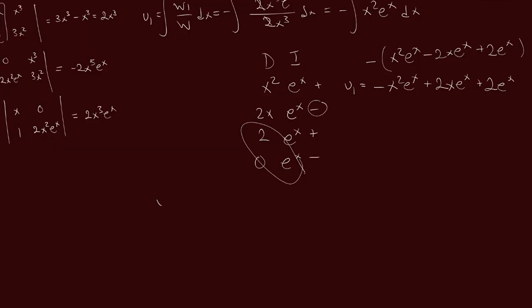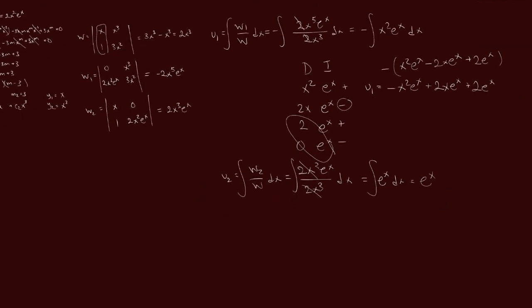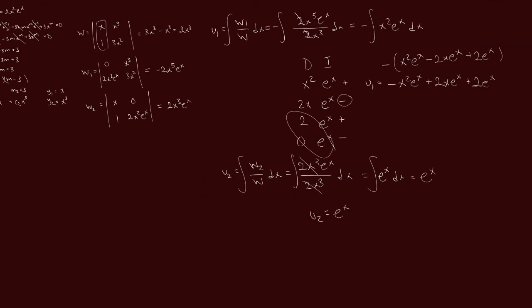Now your u2 will be the integral of w2 over w. So it's 2x cubed e to the x all over 2x cubed. This cancels out, so it's just the integral of e to the x, which is just e to the x. We're taking the constant to be 0. So u2 will be e to the x.